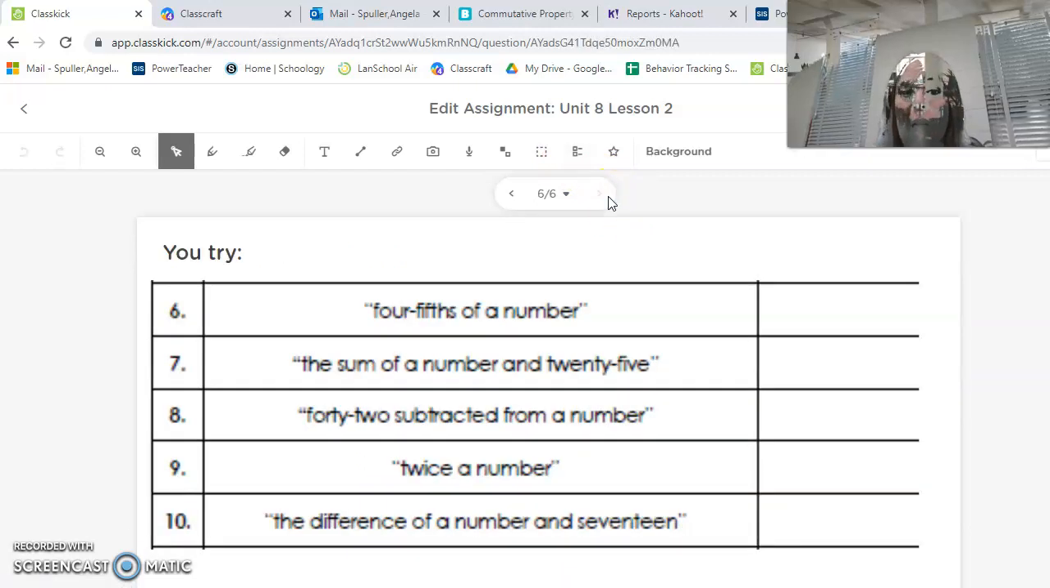All right, now it's your turn. Go ahead and pause the video and decide what operation these 5 are asking you to do. And come back and see if you got them correct.